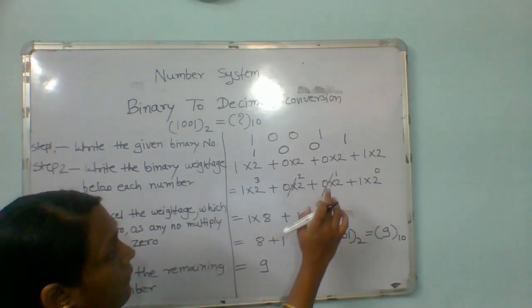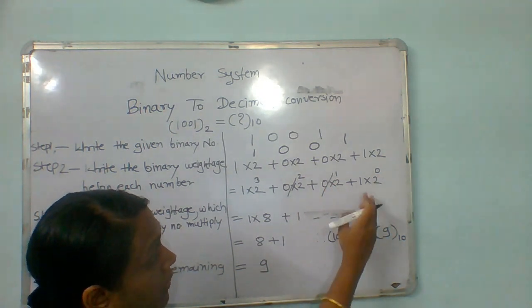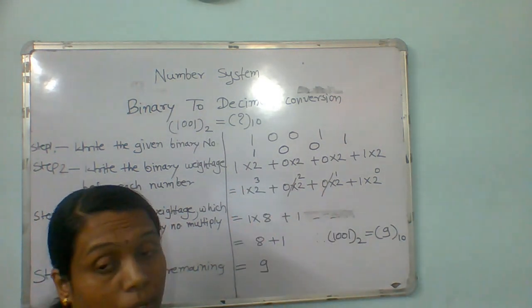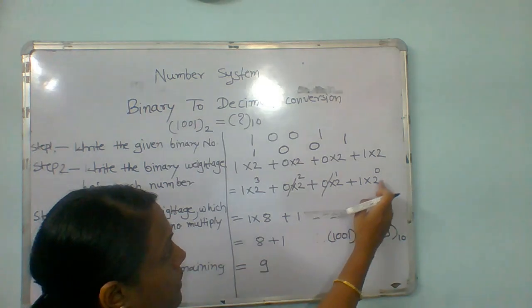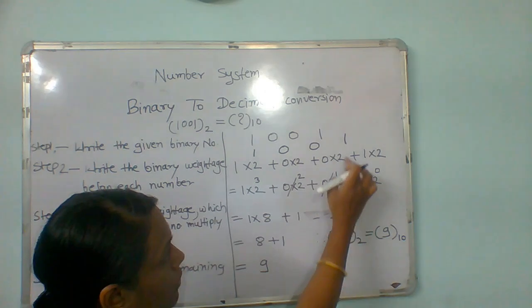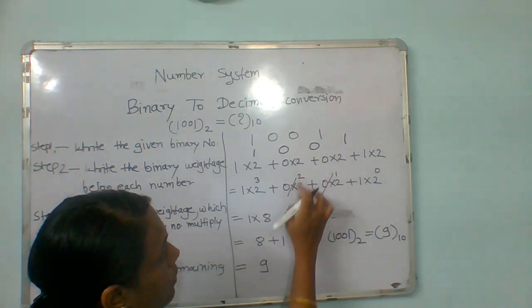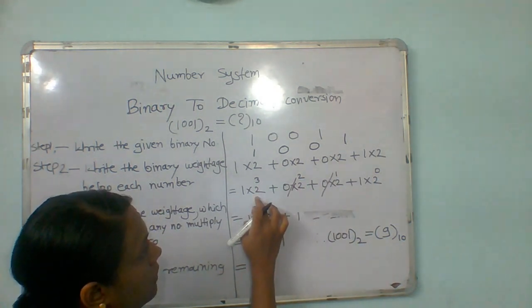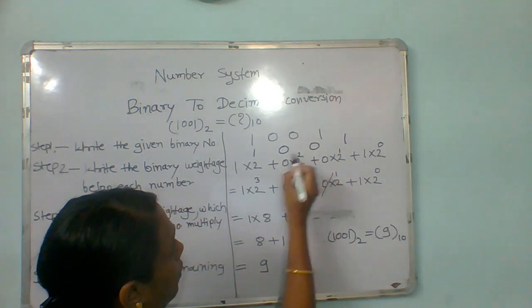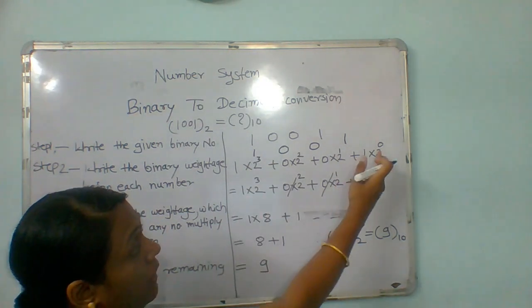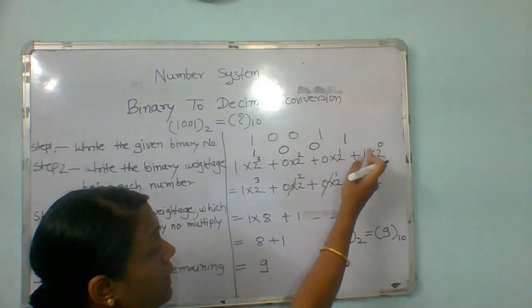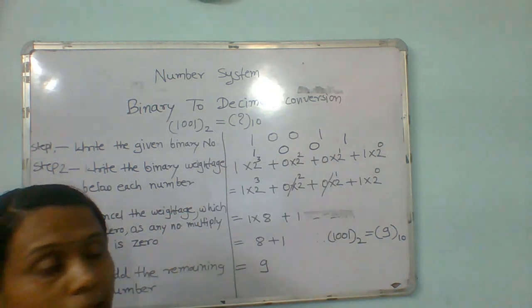Next, we give the power from right hand side to the left hand side, starting with 0. So 2 raised to 0 into 1, plus 2 raised to 1 into 0, plus 2 raised to 2 into 0, and 2 raised to 3 into 1. We start here from 0, then 1, then 2 and then 3. So we give the power from right to left, starting with 0 and increasing towards the left hand side.